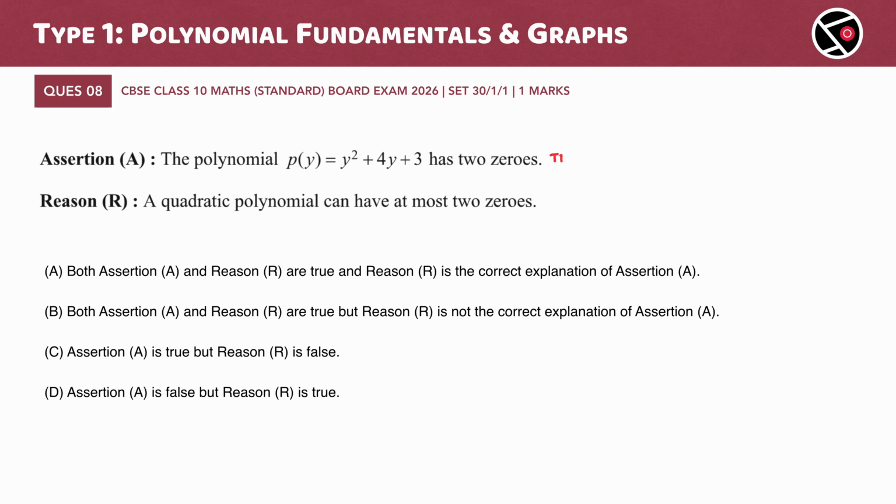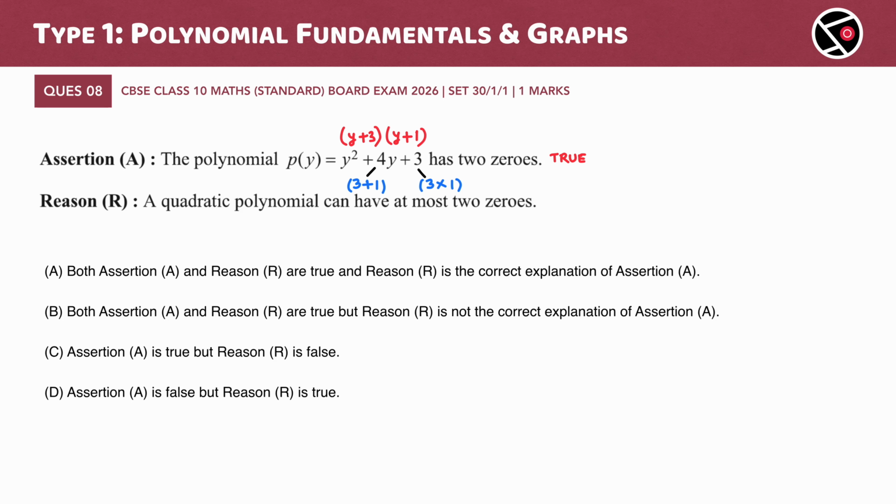This polynomial can be written as (y + 3)(y + 1). Two distinct factors means two distinct zeros. You should figure this out in not more than 10 to 15 seconds. Notice, 3 is 3 times 1 and 4 is 3 plus 1. So, it's quite easy to find the factors. Now let's look at the reason.